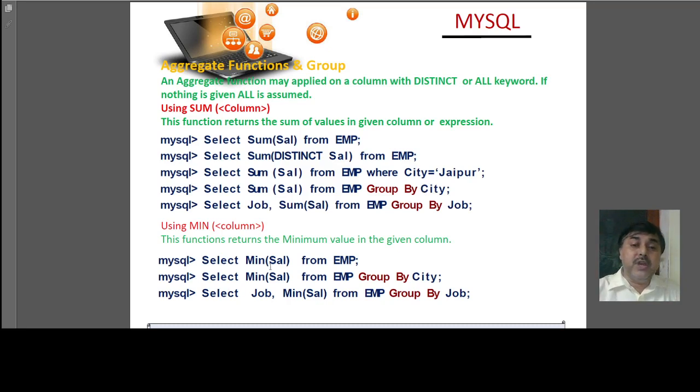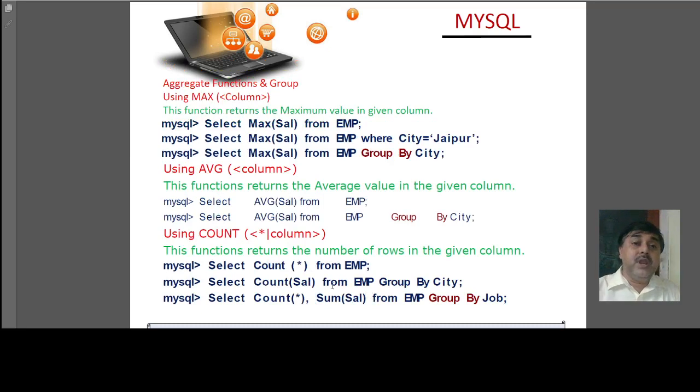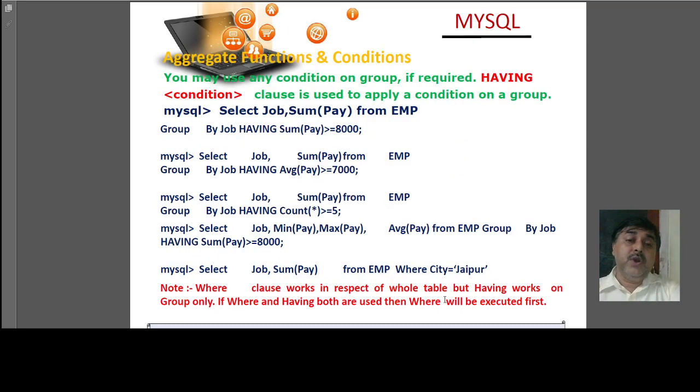Minimum we can also do: SELECT job, MIN salary, where we have taken another column, with a GROUP BY clause. Maximum we can do in the same way, MAX with a GROUP BY clause, and average also in the same way. COUNT(*) FROM employee we can also do. SELECT COUNT salary FROM employee GROUP BY city; SELECT job, COUNT(*), SUM salary FROM employee GROUP BY job. So the grouped column must be there with it, without which it cannot be done.